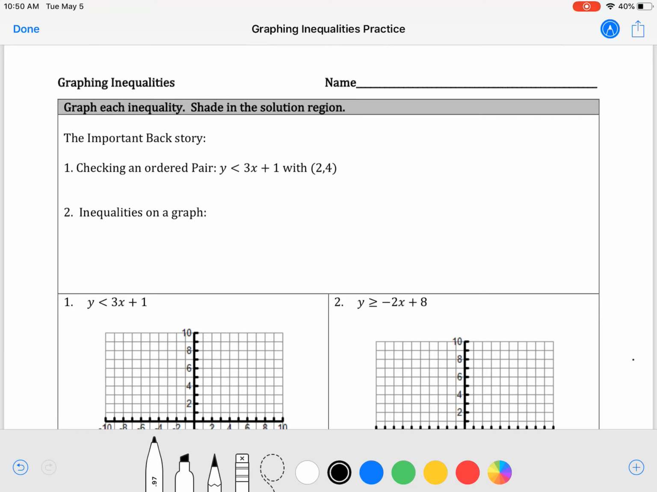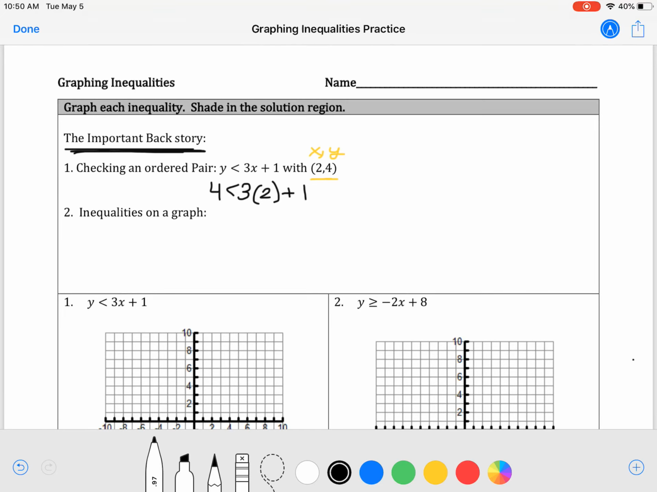So we're going to do some important backstory first. The important backstory about graphing is this. Really what I'm doing is checking an ordered pair. So if I have an ordered pair right here, (2, 4), it always goes x, y. So my 2 in this scenario is my x, and my 4 is my y. So what I'm checking with this inequality is, if I plugged in 4 for y and 2 for x, some substitution, is my inequality true?